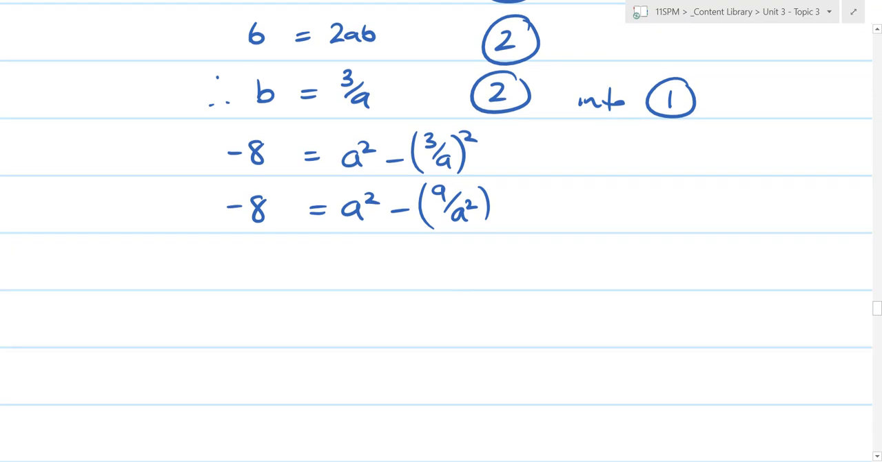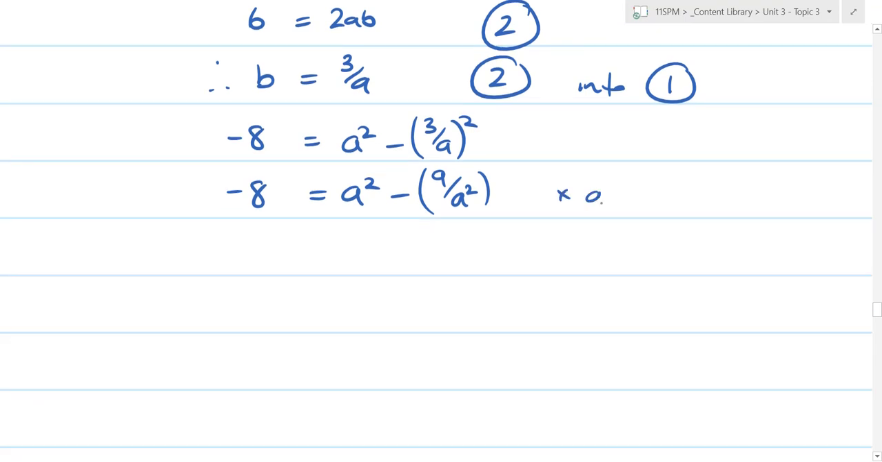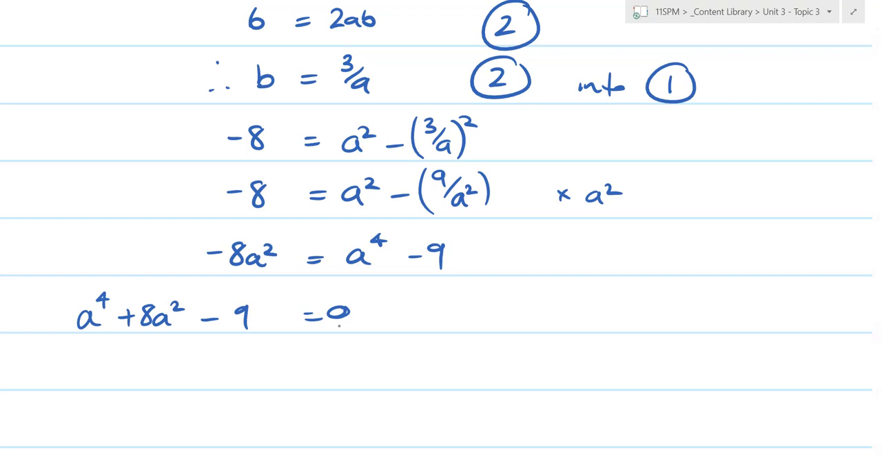And then I can multiply everything by a squared. I get negative 8a squared equals a to the power 4 minus 9. This comes out as a quadratic, so I shift everything across. I get a to the power 4 plus 8a squared minus 9 equals 0. I actually get 4 answers out of this, but I've got a quadratic now, which gives me 2 answers. And then I end up with a plus or minus, so I can get 2 answers for my other one as well.